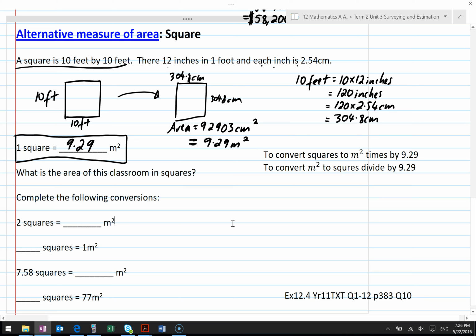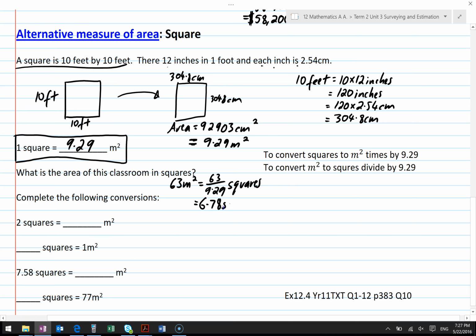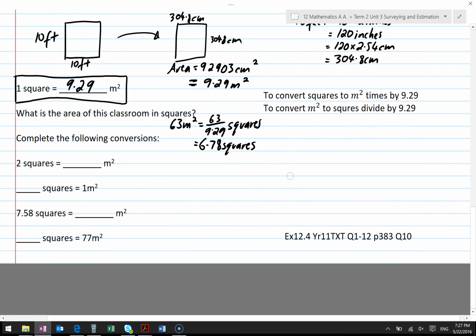So what's the area of the classroom in squares? That 63 meters squared, we'll divide by 9.29. 63 divided by 9.29 will give us a number of squares. We get 6.78 squares. Have a go at those conversions down the bottom. Press pause and have a go.